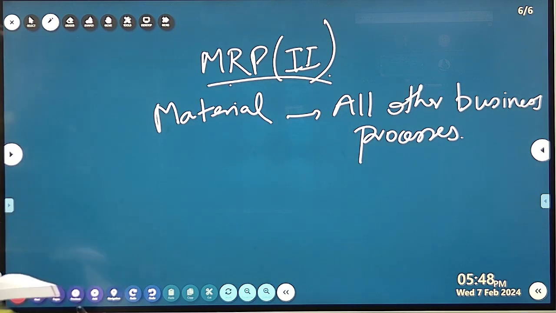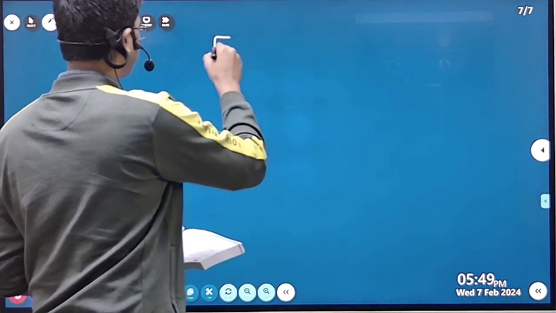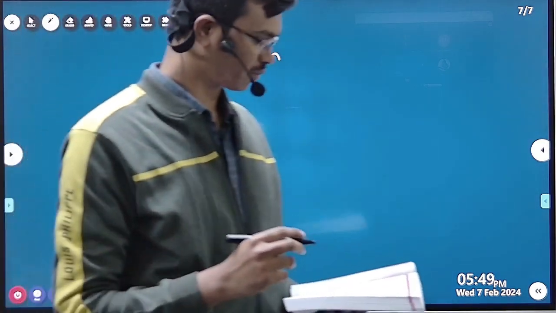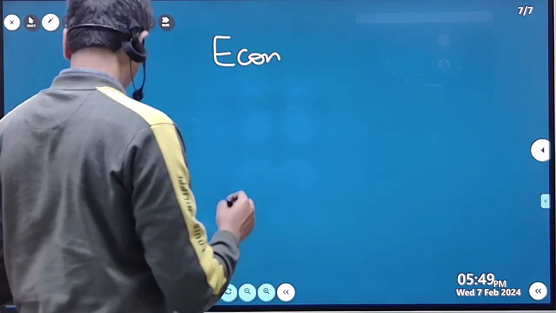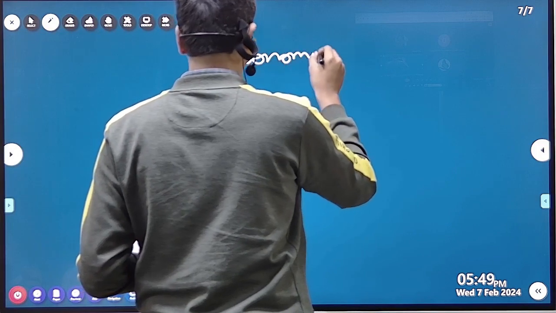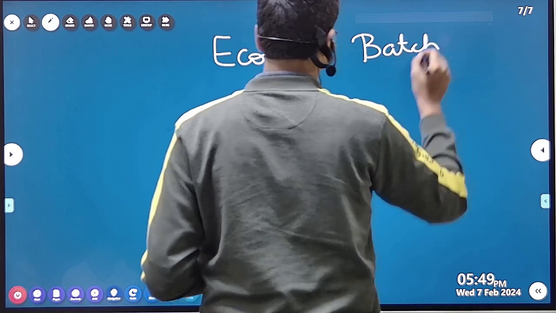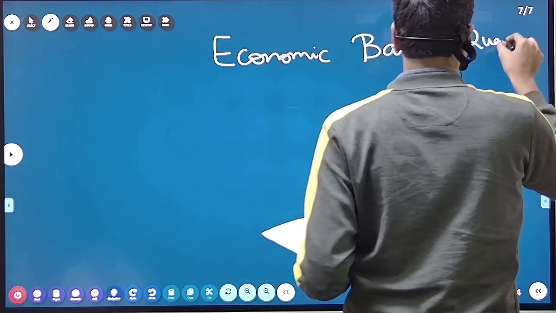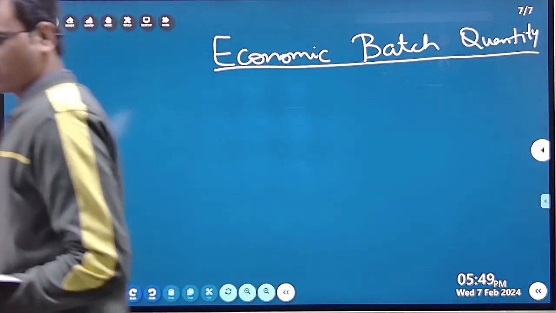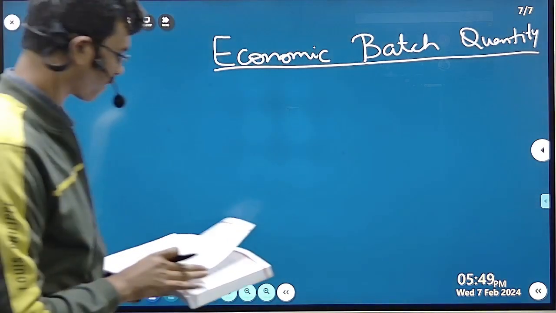So now we'll start with an important topic from exam perspective, and also this will repeat in many of your other papers also. Okay, it is economic batch quantity. So this is the most important topic of your unit 2, module 2. Okay.